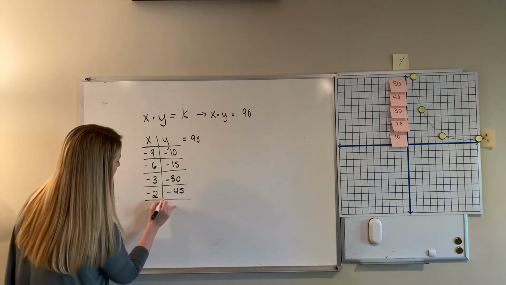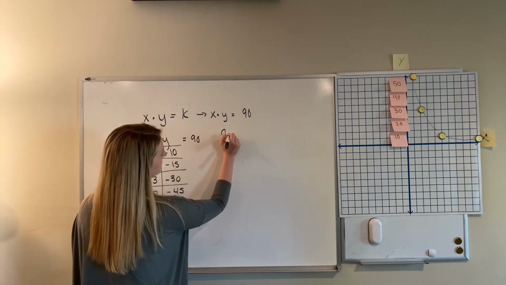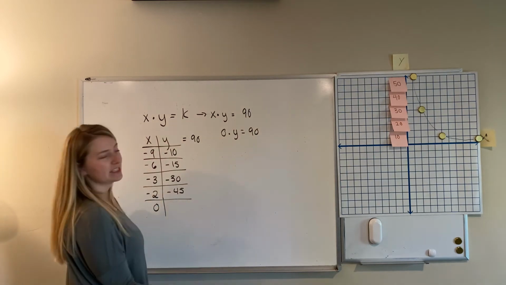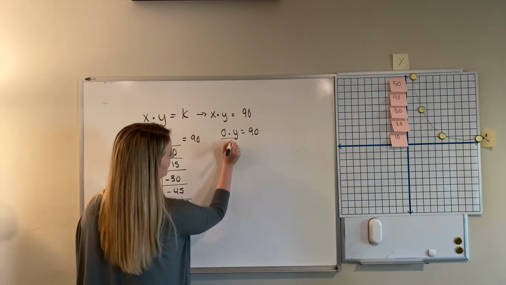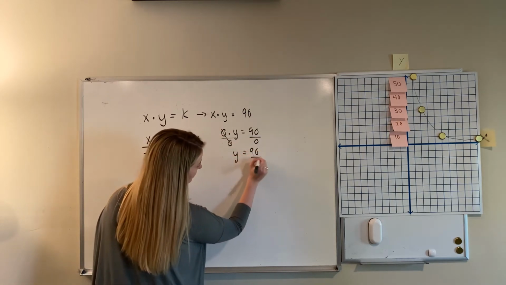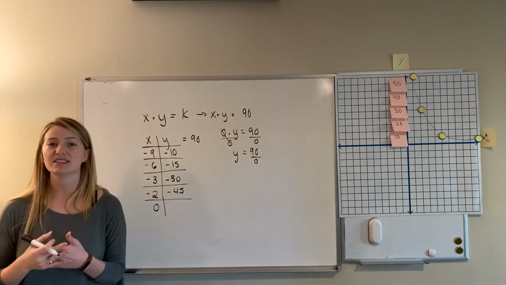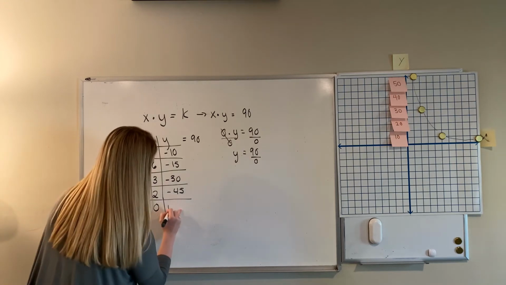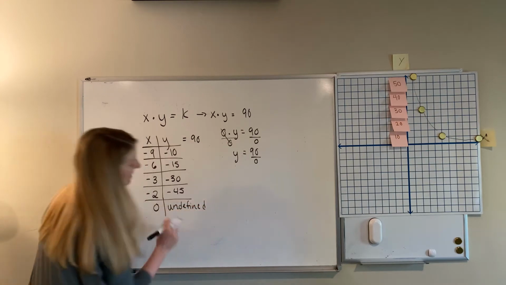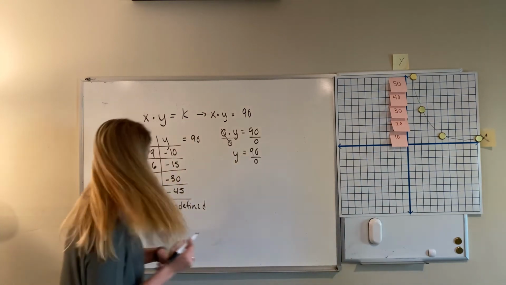What happens if I plug in 0? If I plug in 0 for x, 0 times y is equal to 90. And I'm going to end up canceling it out. The only way to get y by itself is to divide 0 onto both sides. Y is equal to 90 over 0, and that doesn't exist. There is no such thing as division by 0 right here. That is simply called undefined. So that value doesn't exist. There will never be a point at 0 in an inverse variation.